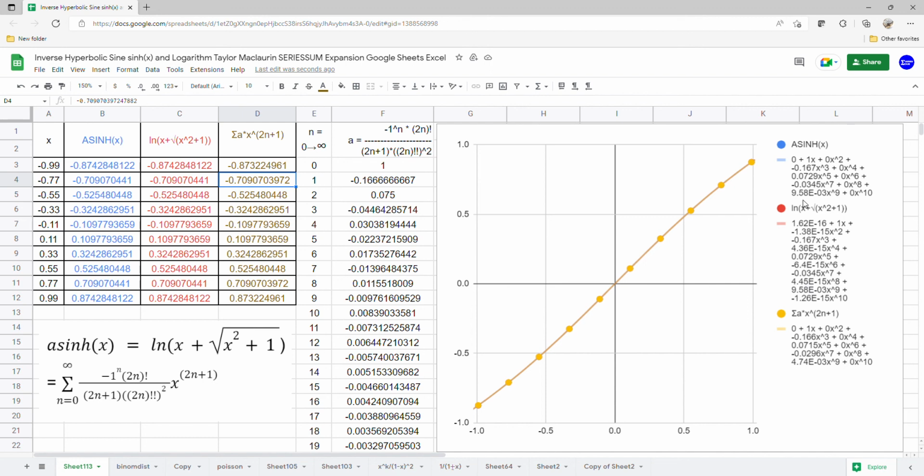Coefficient of x to the 9th, 9.58 times 10 to the minus 3. Also 9.58 times 10 to the minus 3. And here is 4.74 times 10 to the minus 3. Coefficient of x to the 10th, 0. This is also 0, negative 1.26 times 10 to the minus 15. That's 0. And 0 for x to the 10th. So this completes the use of the Taylor-Maclaurin series sum expansion to approximate the inverse hyperbolic sine and its logarithmic equivalent.